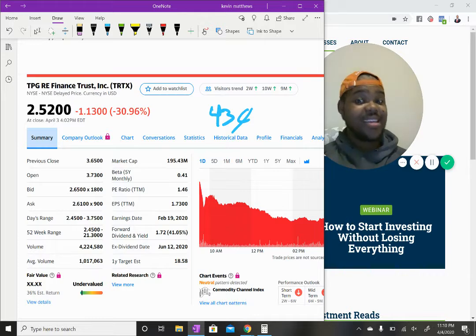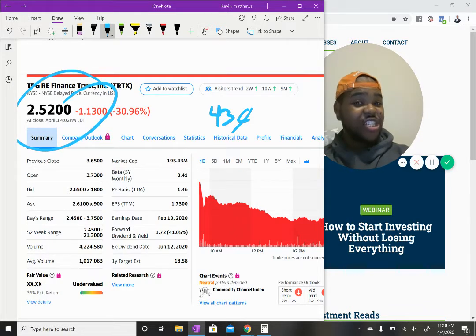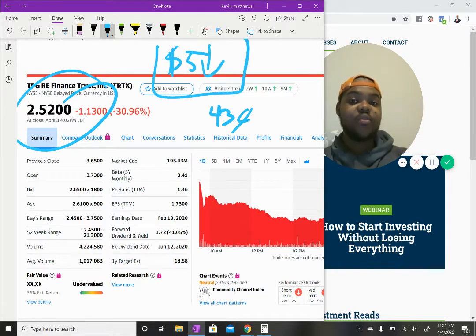So it always depends on what company you're investing in. But first, these are just the red flags. First, we know that this stock, again, it's really cheap. Anytime you get a stock that's $5 or below, that's already a red flag for me. It's probably a penny stock, which means that it's not solid.